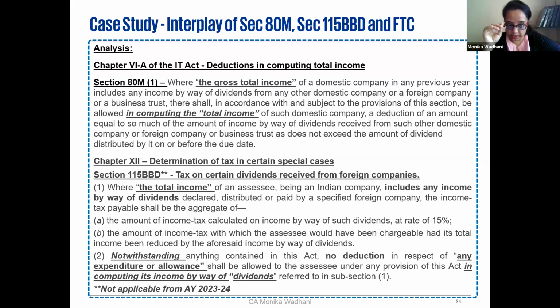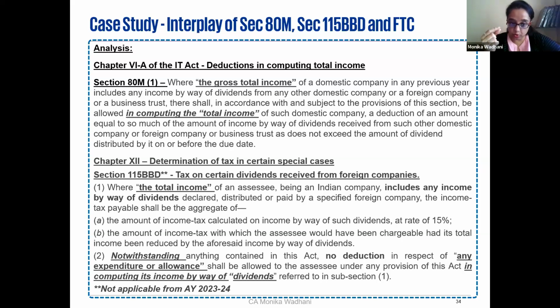Correct? So it reads where the total income of an SSC, being an individual, includes any income by way of dividends declared, distributed, paid by a specified foreign company, the income tax payable shall be the aggregate of the amount of income tax calculated on income by way of such dividend at 15% and the amount of income tax with which the assessee would have been chargeable had its total income. Okay, so this is not relevant for us. And then it says notwithstanding. So friends, this is the controversy.